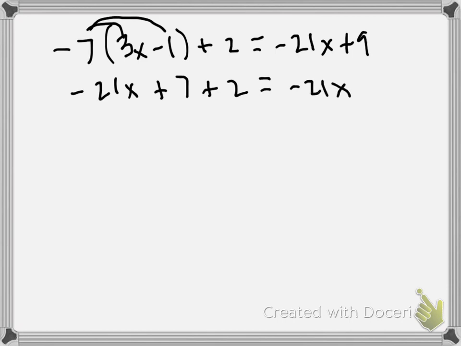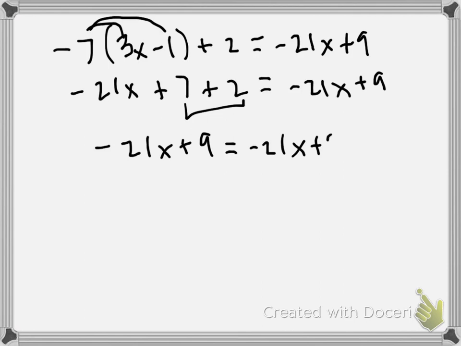Okay, and then I'll just bring everything else on down. I can still do a little more simplifying on the left side. The 7 and the 2, those are like terms, so we can put those together. Okay, and that's about all that I can do here as far as simplifying my expression.